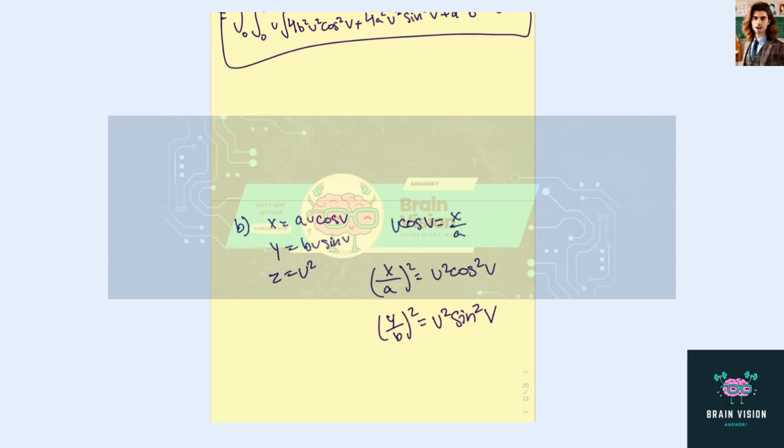So with all this in mind, we add those together. Then we get that (x over a) squared plus (y over b) squared is going to equal this plus this, and cosine squared plus sine squared is just going to be 1. So it's just going to equal u squared, which is just z. Based on that, we see that this is the equation of an ellipse, and the paraboloid will be above the xy-plane since z is always going to be positive. So we know that this is the equation of an elliptic paraboloid with the z-axis of symmetry.